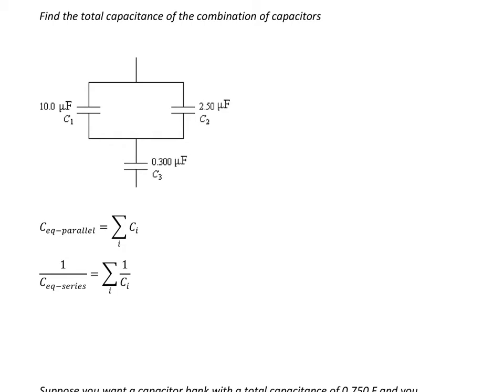So we'll get to that later. All right, in this problem, find the total capacitance of the combination of capacitors in this figure. All right? So what we have here is these capacitors 1 and 2, they are parallel to one another, okay? They are literally, physically parallel. They're running side by side.